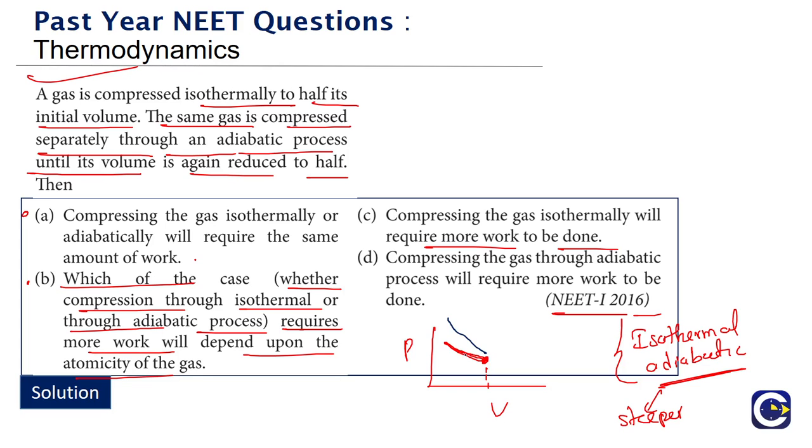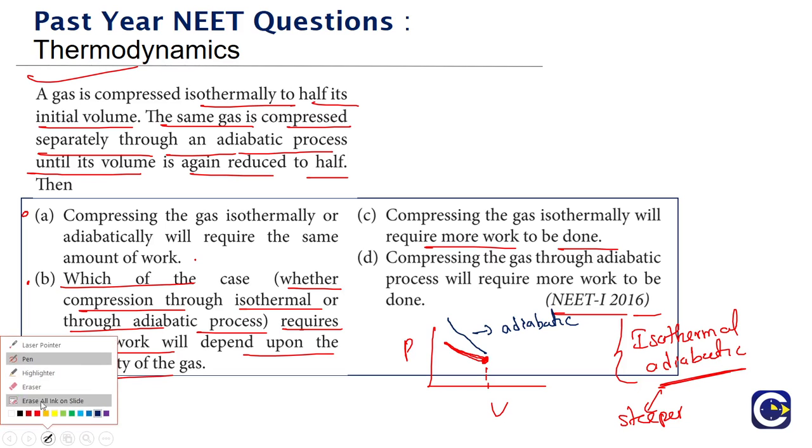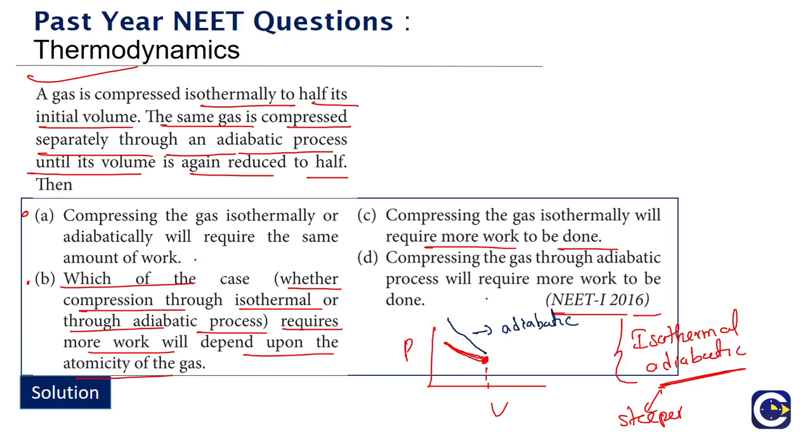So it will be more steeper. The red one is the isothermal. The blue one is the adiabatic. It will be more steeper. This red one is the isothermal. It is going to be more gradual. That is the isothermal. Adiabatic is going to be more steeper. Now the moment we are able to see this, both of them will have the same final volume, which is V by 2.